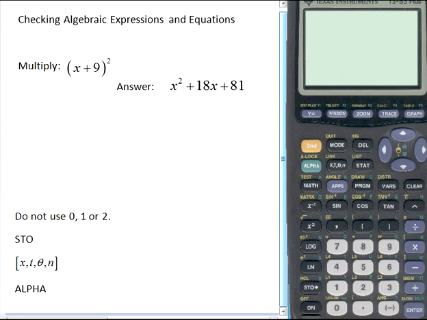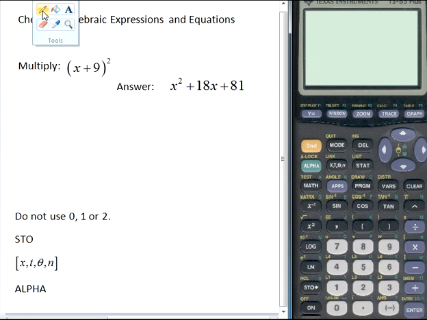We're going to look at how to check algebraic expressions and equations. And I've got to tell you that some of my students helped me to see that maybe I was doing this too difficult. So this is a second attempt at showing you this.